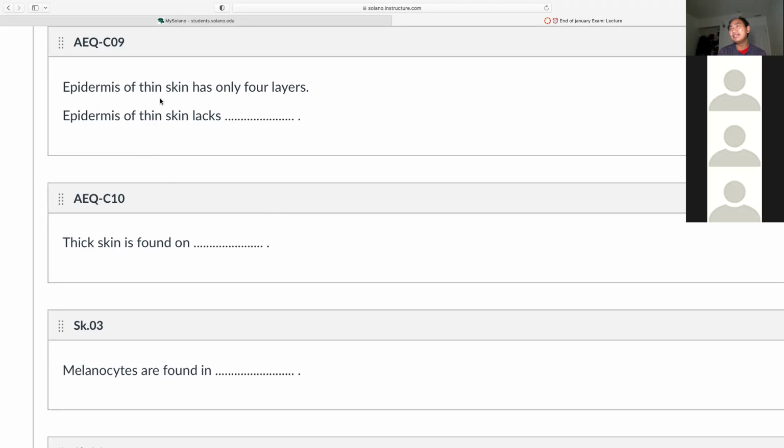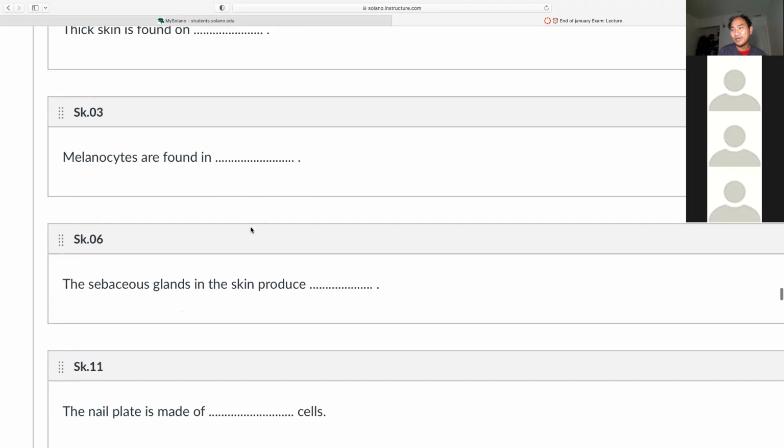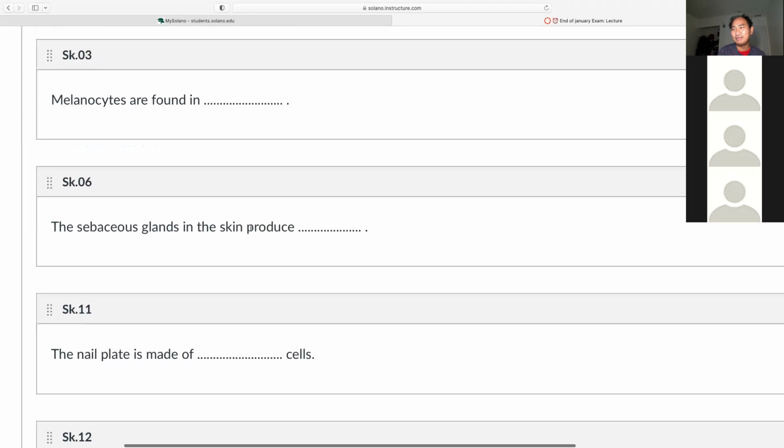The epidermis of thin skin has only 4 layers. The epidermis of thin skin lacks which layer? Stratum lucidum. Try to remember something with Lucy: Lucy is lucid. It is very thin and clear. That layer, you don't really need it for thin skin. And melanocytes are found in the skin; sebaceous glands produce sebum.